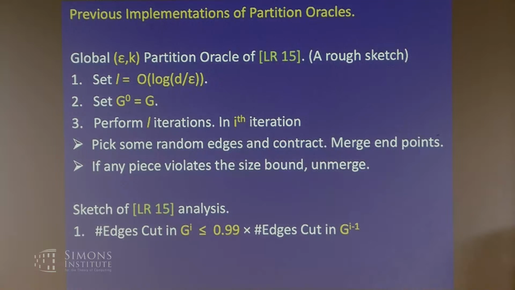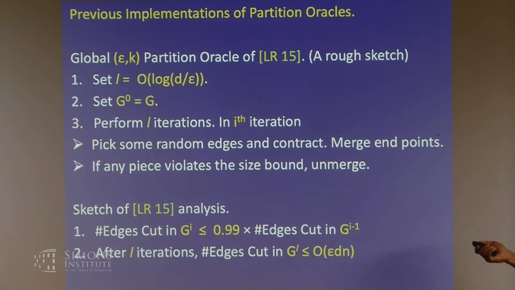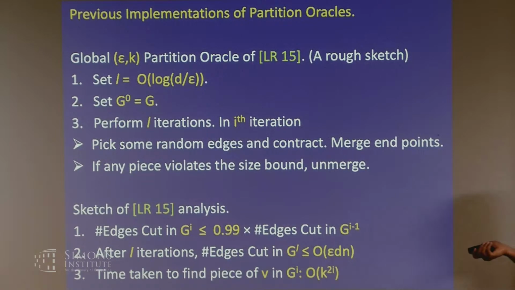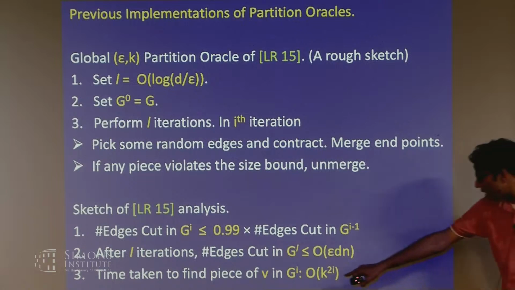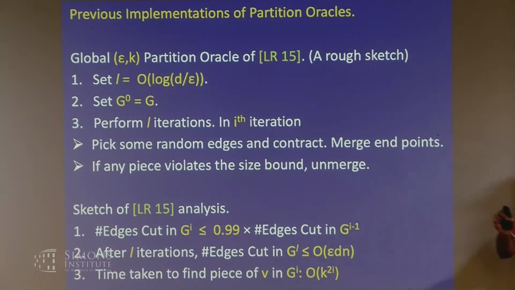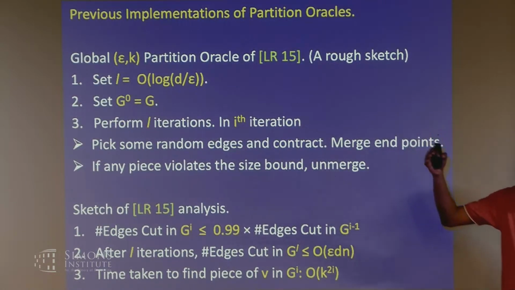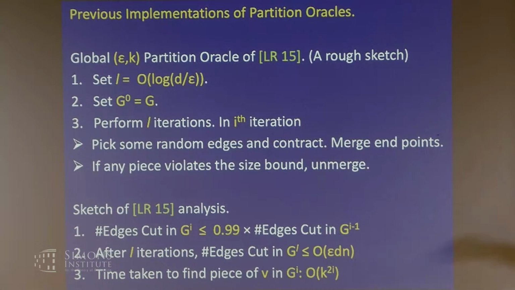This means that at the end of log 1 over epsilon rounds, the number of edges you are cutting is well within the size bound. It's big-O of epsilon dn. And the running time the authors show is the bound k, the piece size that you were looking for, to the number of rounds L that you performed. So that's quasi-polynomial. The number of rounds L is log 1 over epsilon. The piece size was 1 over epsilon squared. So that explains the quasi-polynomial running time bound that I claimed earlier.